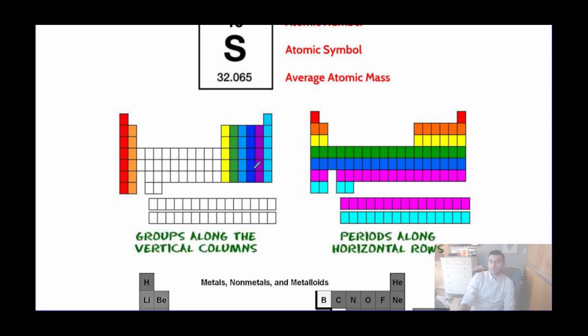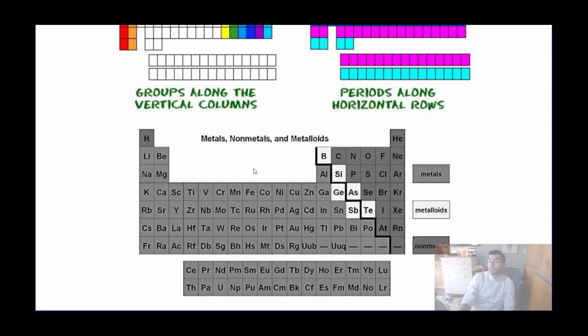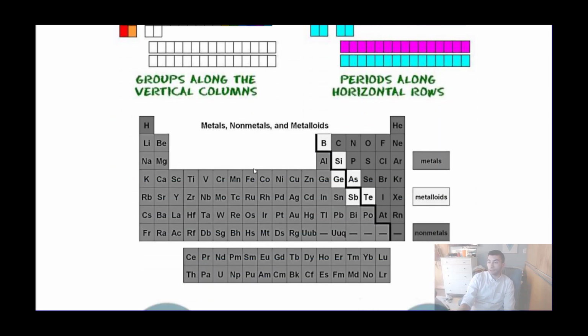We looked at differences between metals, nonmetals, and metalloids. Metals compose most of the periodic table, right? They're on the left-hand side, nonmetals are on this side, and the metalloids are along this step that helps to nicely separate the metals from the nonmetals.